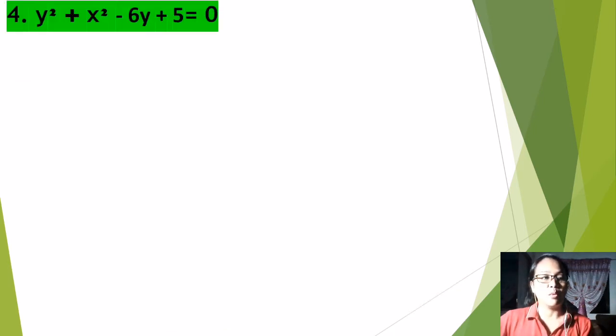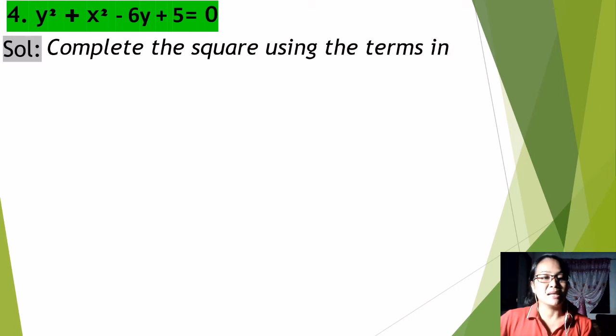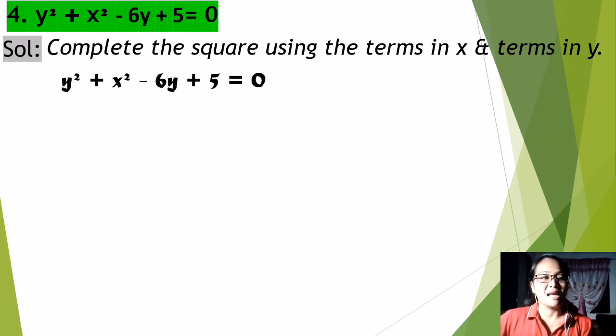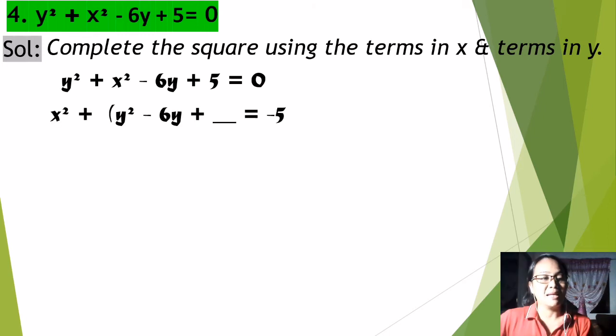Number 4, we have y squared plus x squared minus 6y plus 5. Again, for our solution, complete the square using the terms of y, tayo ngayon kasi y lang ang kailangan nating i-complete the square. So first, copy the given and then combine same terms. So x squared alone plus we have y squared minus 6y plus blank is equal to, again, transpose the constant. So positive 5 siya dito. Kung ililipat natin siya over equal sign, magiging negative 5.